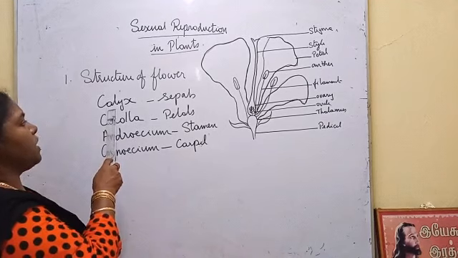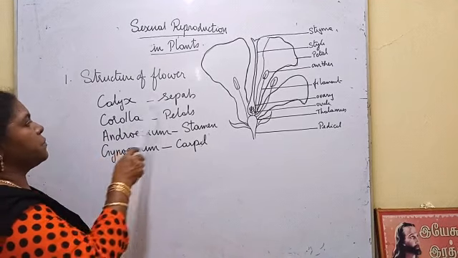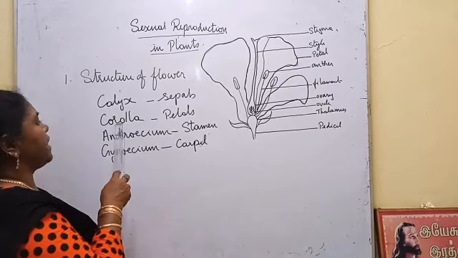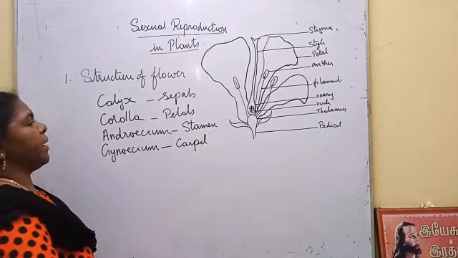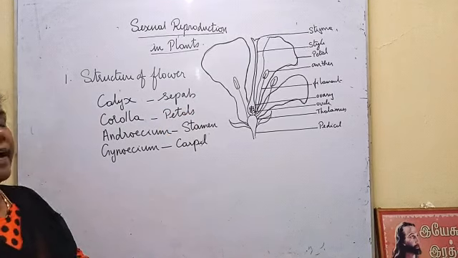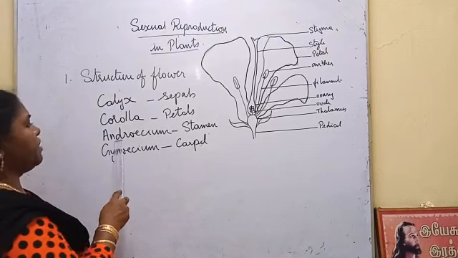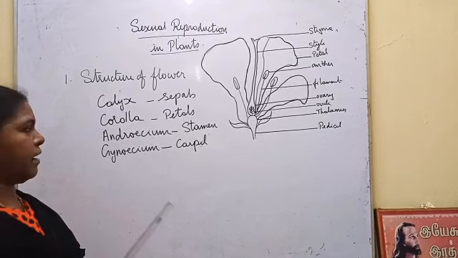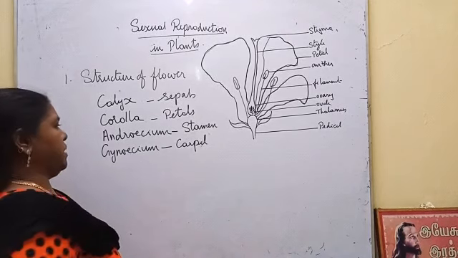The outermost whorl is calyx. It is made up of sepals. It is green in color, protective in function. Next whorl is corolla. It is made up of petals. It is colorful to attract the insects. Androecium, next whorl is androecium. It is the male reproductive part of the flower. It is made up of stamens.